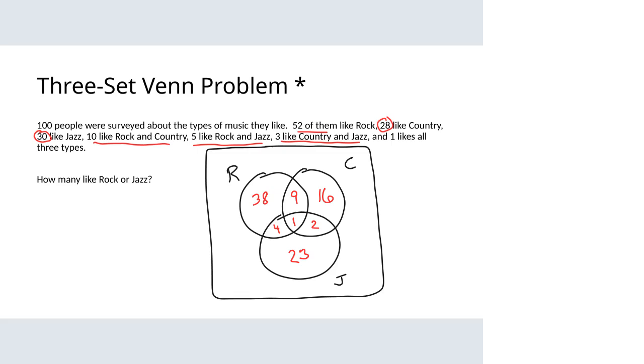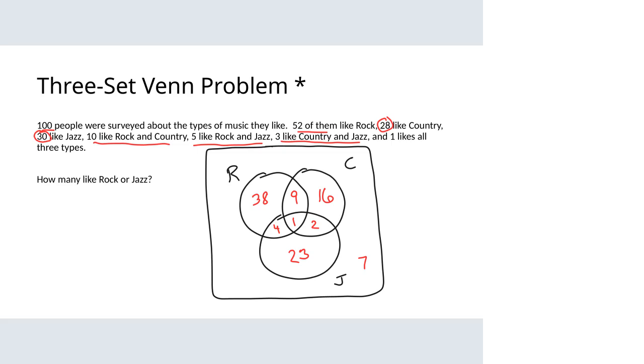We don't want to forget about region 8 out here. 100 people were surveyed, so I just want to see how many people I have in my diagram so far, and that's 38 plus 9 plus 16 plus 4 plus 1 plus 2 plus 23. I have 93 on there so far, so 7 more need to go out there in region 8 to get to the 100 that were surveyed.